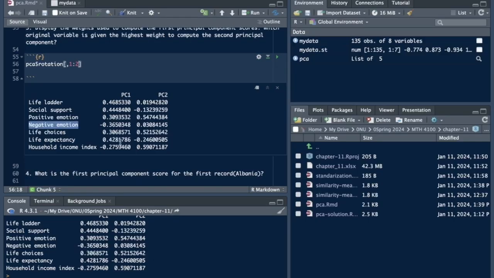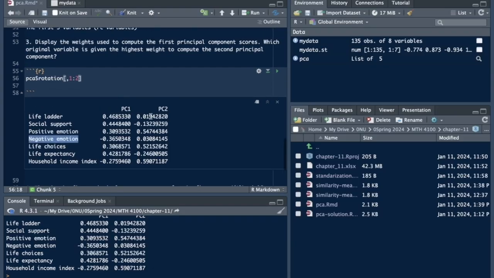So these are the weights used to create PC1, and these are the weights used to create PC2, right? So we are displaying the weights used to compute the first and the second principal components, PC1 and PC2. So we are answering the first part. For the second part, it says which original variable is given the highest weight to compute the second principal component.